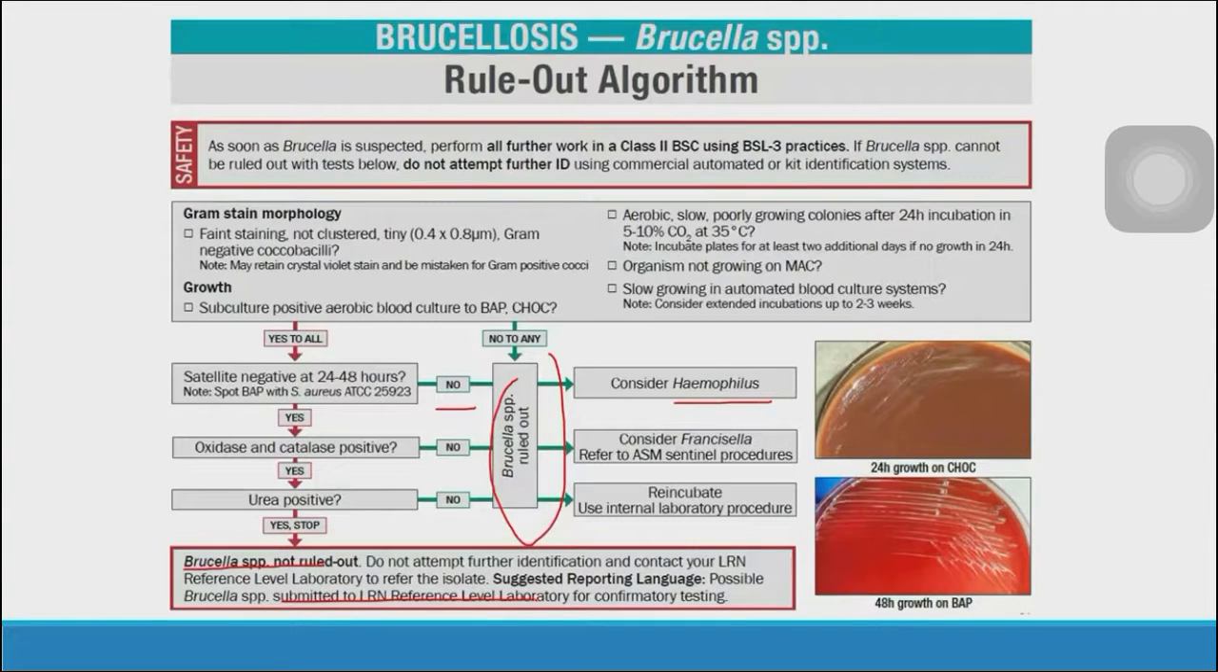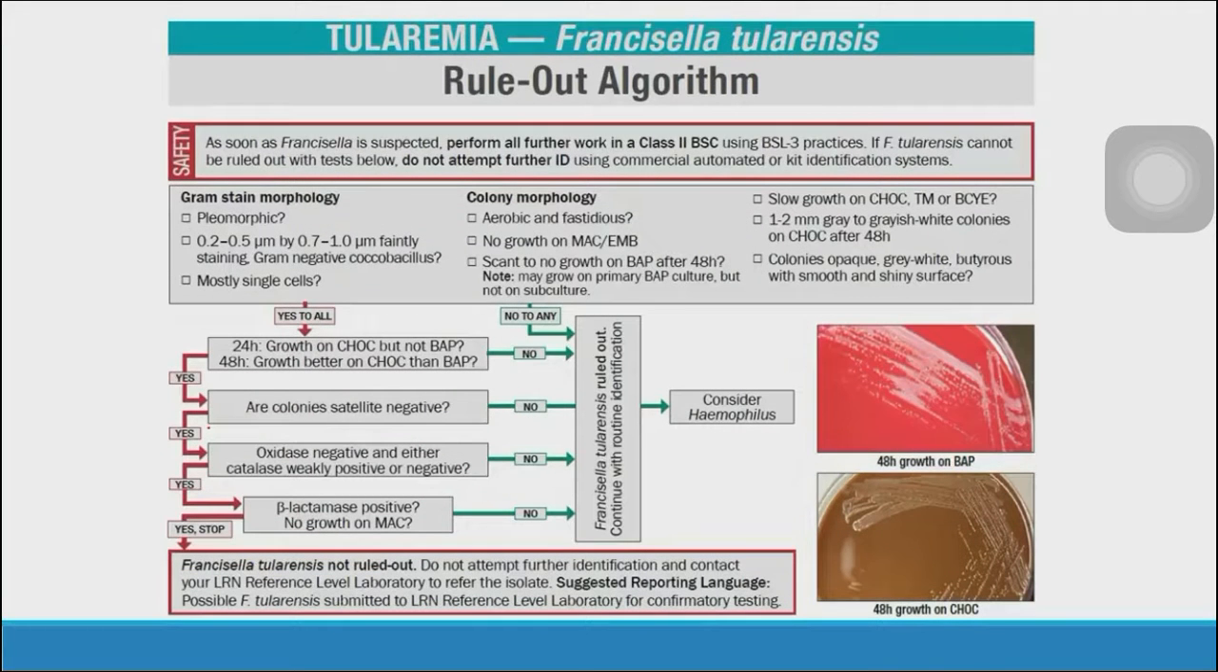Okay? So, ano ba yung mga characteristics na dapat tandaan with Brucella? Okay? Dapat satellite negative, oxidase and catalase positive. Okay, itong tatlo. Satellite negative, oxidase and catalase positive, and urea positive. So, kapag yon meron, nakita agad sa problem, that's, okay, Brucella. Okay, rule out si Brucella. Not rule out si Brucella.